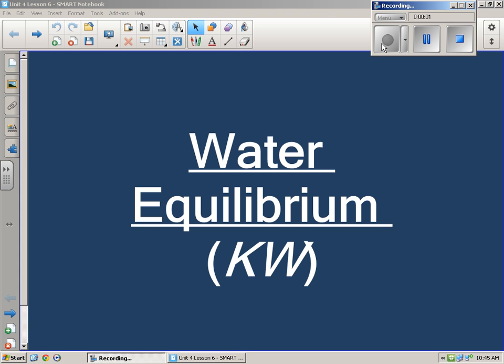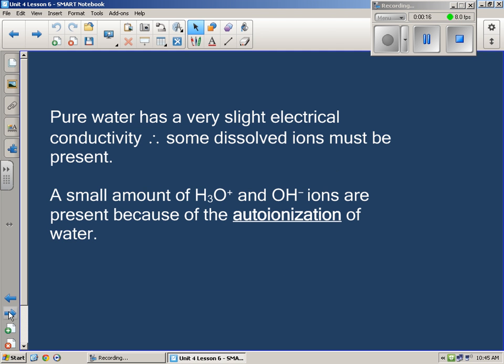For equilibrium, we're going to talk about our constant Kw in this case. Last week we talked about Kc, the equilibrium law constant for reactants and products. We're going to specifically focus on water today and talk a little bit about that. So pure water has very slight electrical conductivity.